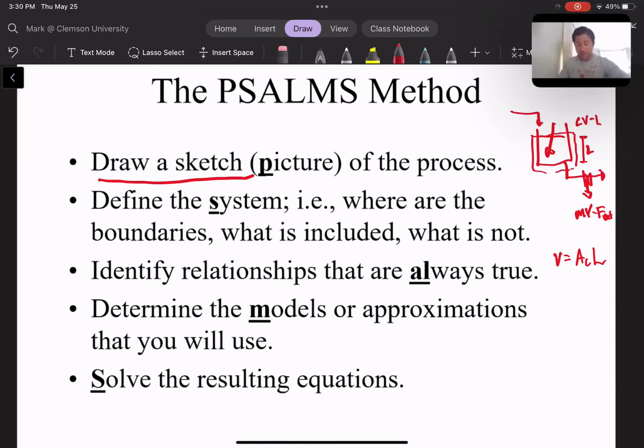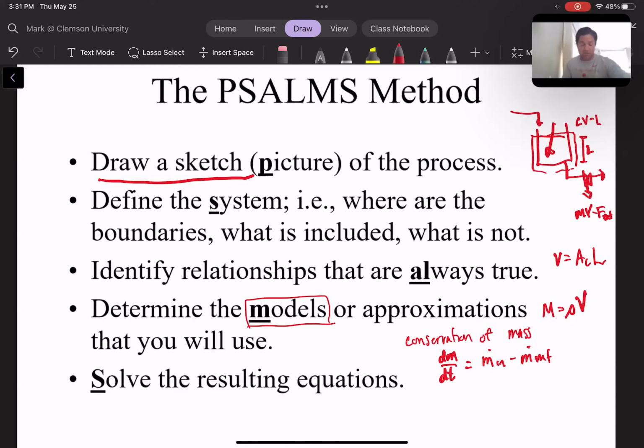What else do we need? Other models: we know that the mass is equal to the density times the volume of the system, so the mass of the stuff inside the system. We also have other models that can relate flow rates, such as relating mass flow rate to volume flow rate. And I didn't talk about the most important one: we would have to include the conservation of mass. For example, we know that the rate of change of mass accumulated in the system is m in minus m out. Then we would convert that model into measurables using known relationships and end up solving. So we have: picture, system, identify always true models, and then solve.